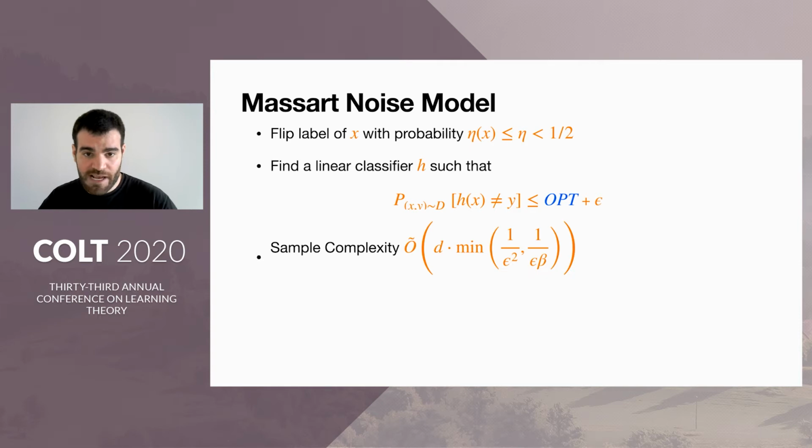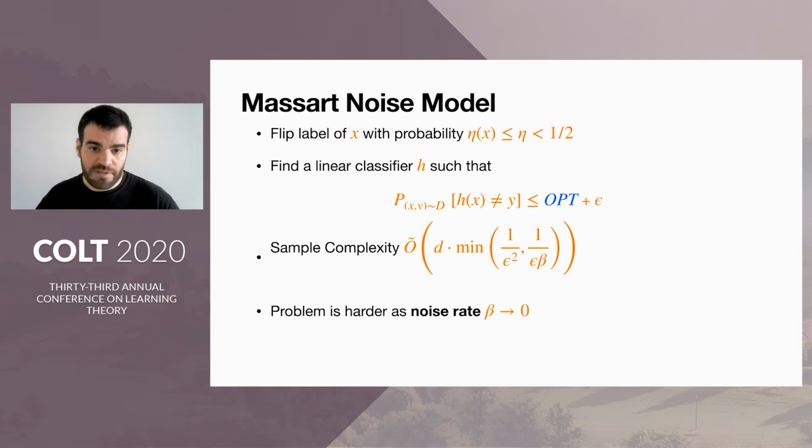Now, the sample complexity of this problem is well understood. It's d, which is the VC dimension of the class of half spaces, times the minimum of 1/epsilon squared, which corresponds to the standard agnostic learning convergence rate, and 1/(epsilon times the noise rate beta). So in particular, the problem is indeed harder as the noise rate goes to 0, but it can never exceed the sample complexity of agnostic learning.